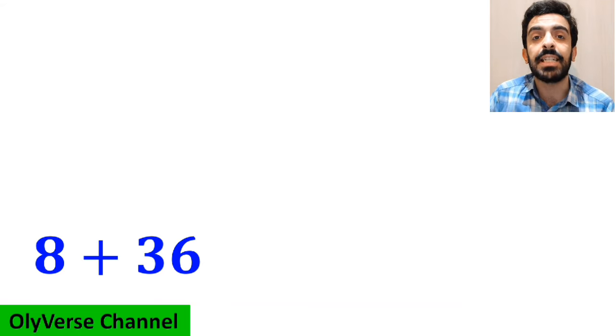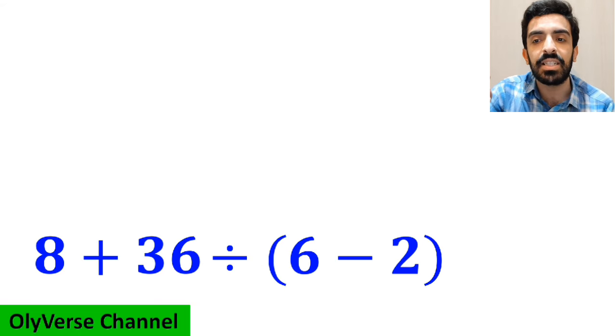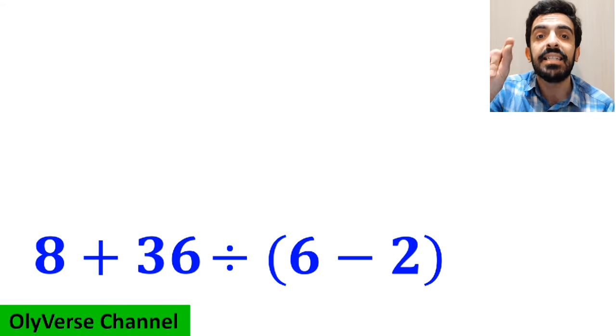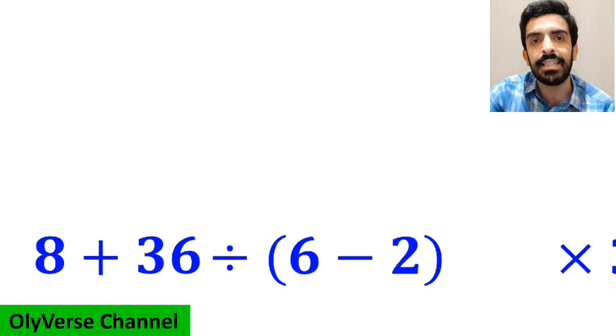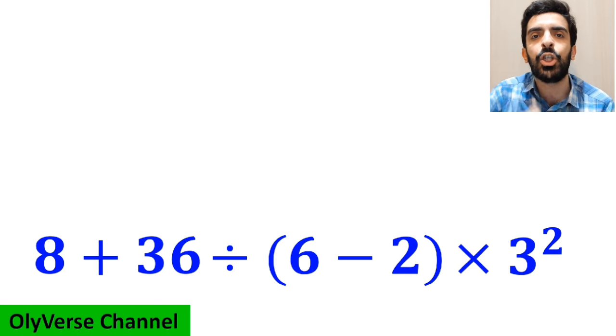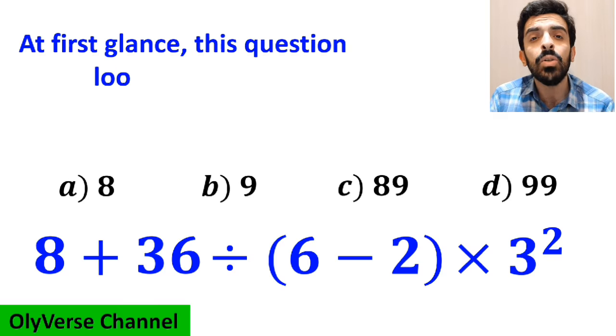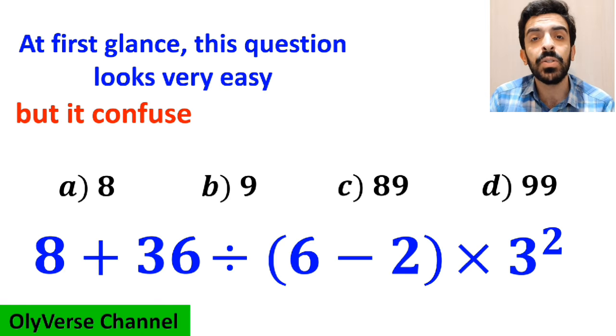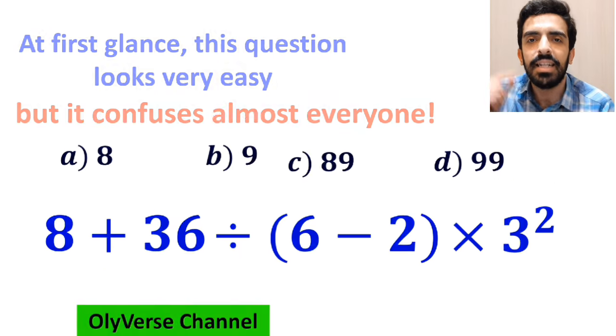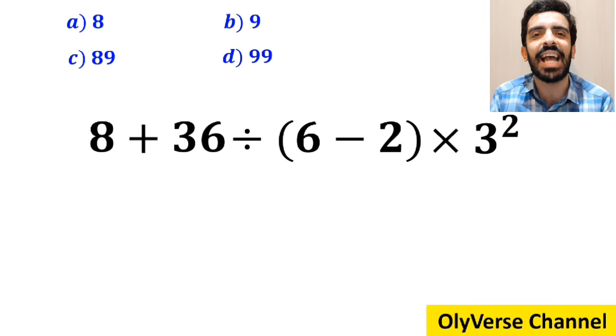What is the value of the expression 8 + 36 ÷ (6 − 2) × 3²? Which option do you think is the correct answer to this question? At first glance, this question looks very easy, but it confuses almost everyone. Let's take a closer look and solve it together.